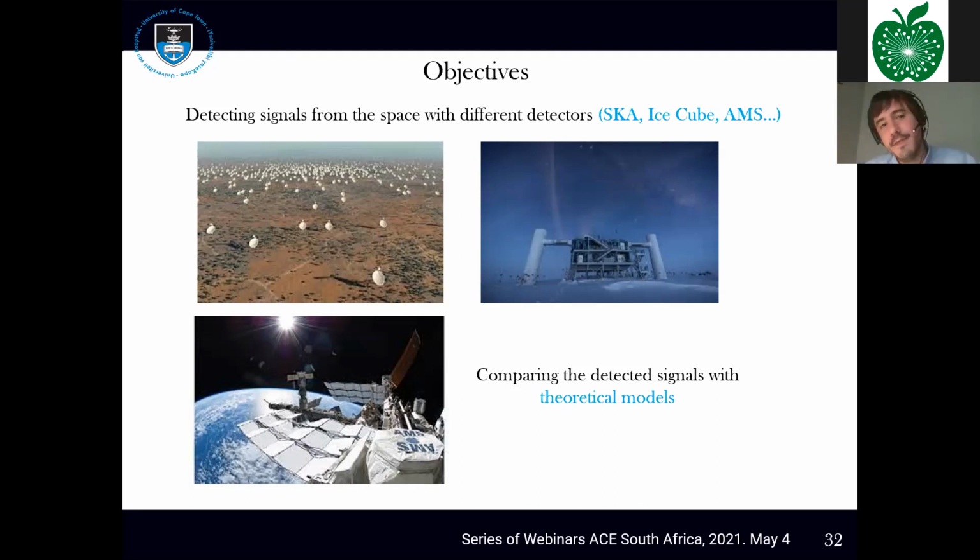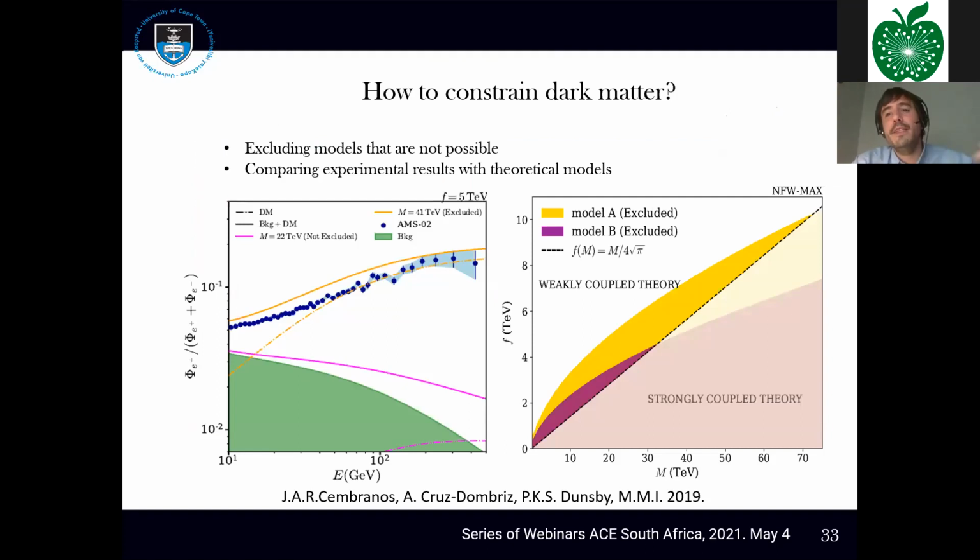So the objective is detecting signals from space and comparing this experimental signal with theoretical models. We have some theoretical models of dark matter, and we can compare those theoretical models with the signal we detect from space. Remember, because of the annihilation of dark matter. Cool. So how do we constrain dark matter then?